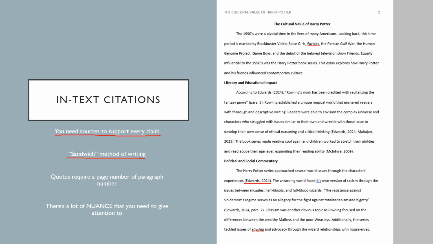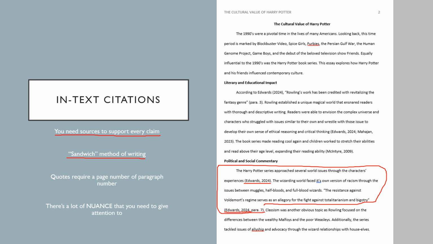And note that I do not have a citation here. The reason I don't have that is because it's still from Edwards. So I don't need to say Edwards again. All right, but as you'll see in a second, when you are finished with Edwards, you cite them again, okay? So in the next sentence, the resistance against Voldemort's regime serves as an allegory for the fight against totalitarianism and bigotry. Edwards.